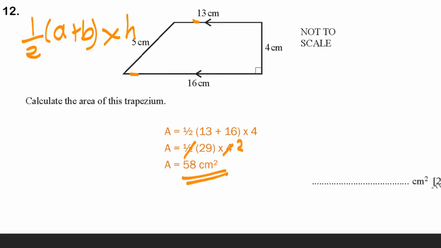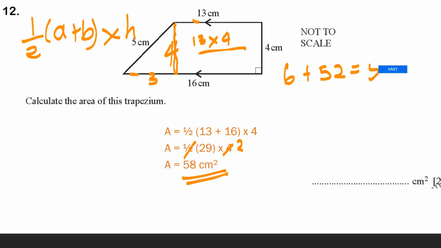Or you can also try to cut the figure into 2. So this side is 4, then this one is 3, 16 minus 13. So the area of the triangle is 1/2 of the base times height, 1/2 of 3 times 4, that is 12 divided by 2, that is 6, plus the area of 13 times 4, that is 52. So total is 58 square centimeters. So the answer is still the same.